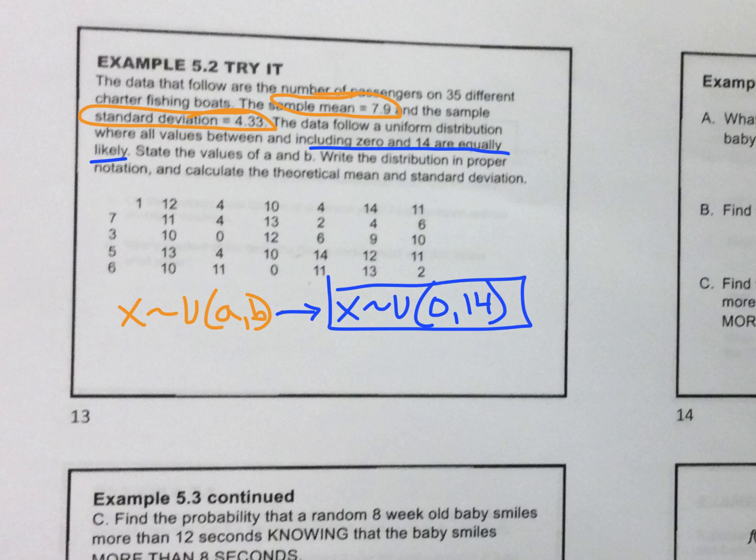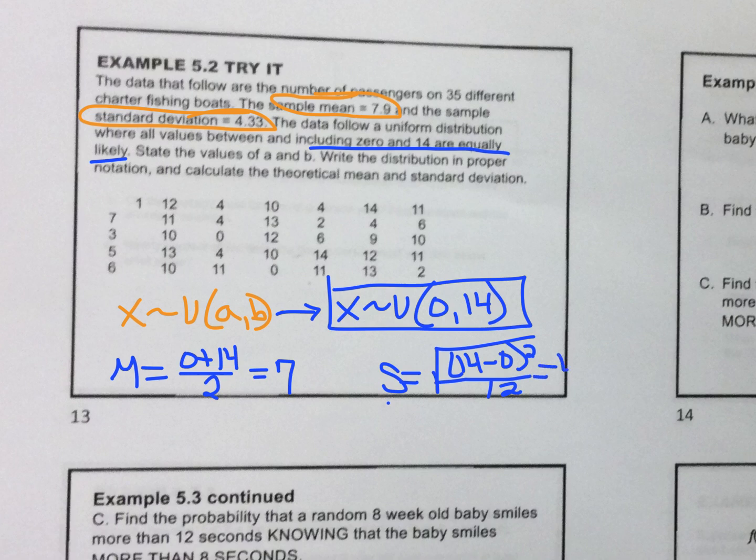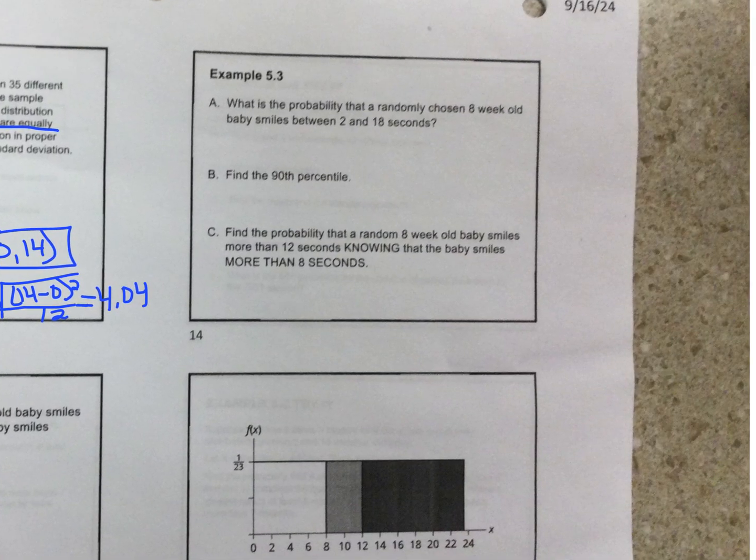So the theoretical mean equals A plus B divided by 2 equals 7. The theoretical standard deviation is, this is for a sample, so I feel better using S other than that sigma. So 14 minus 0 squared over 12 equals 4.04. And that's our theoretical mean and standard deviation.